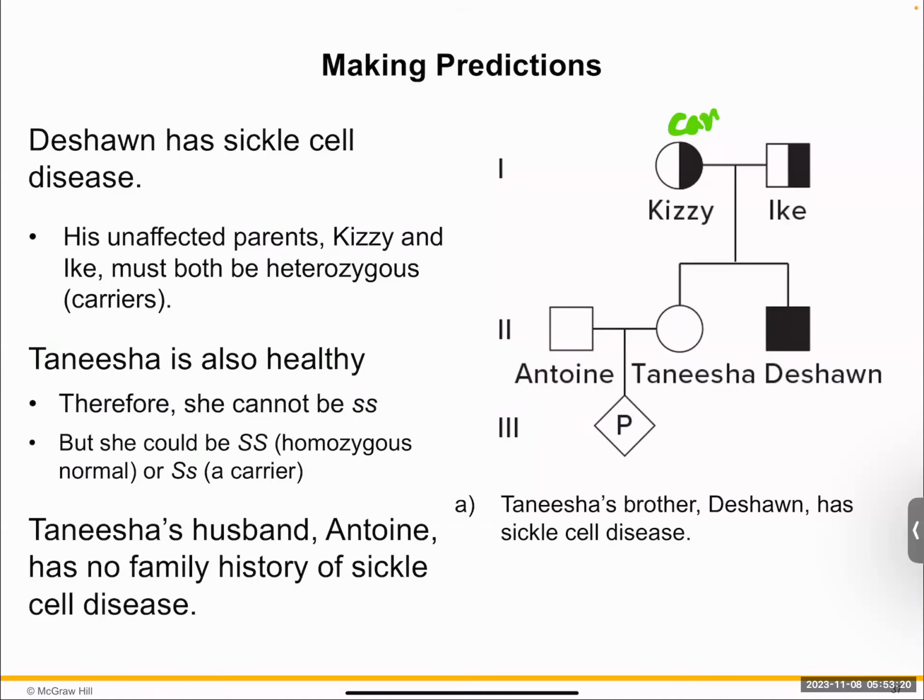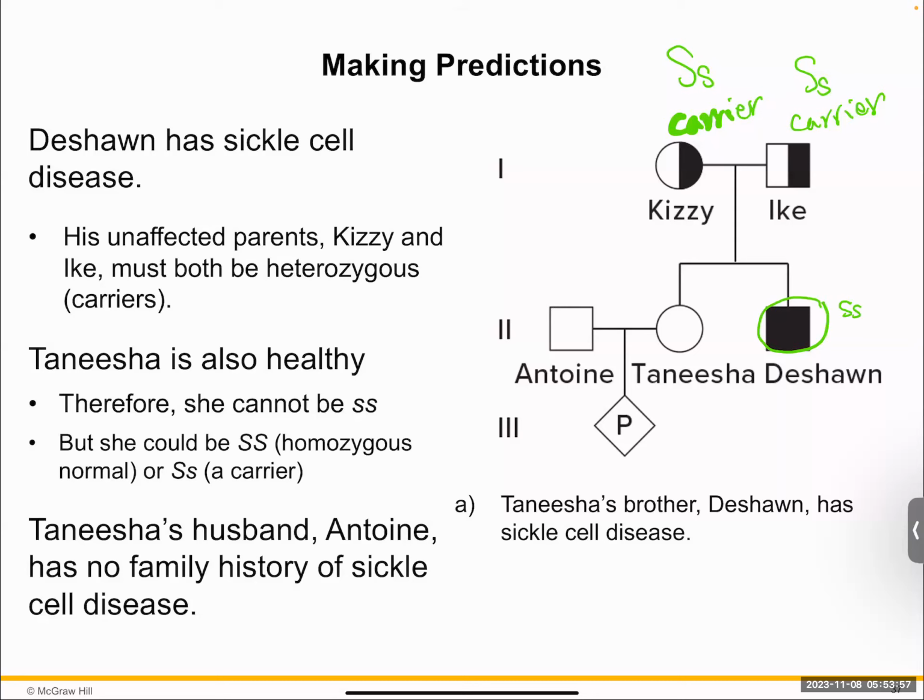So they're both carriers, as you can see. Again, half colored means they are carriers, but they don't show the symptoms. And that caused Dawson to basically be a full carrier of sickle cell, which is lowercase s's, or homozygous recessive. So the parents would be like this, and he will be homozygous recessive.